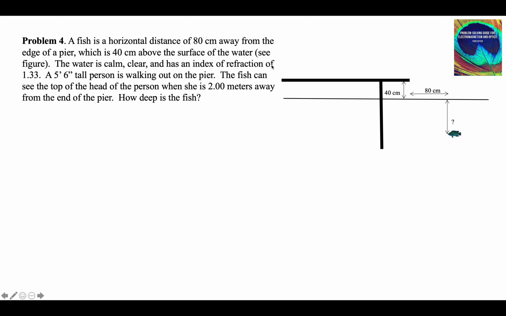A 5-foot 6-inch person is walking out onto the pier. The fish can see the top of the head of the person when she is 2 meters away from the edge of the pier. How deep is the fish?